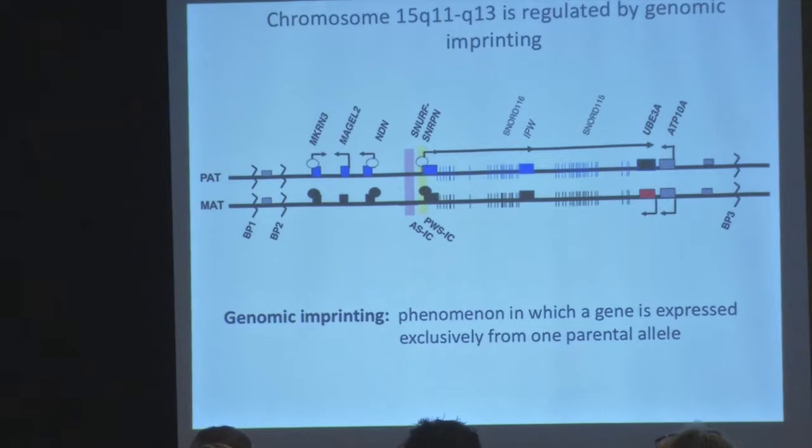So how this looks for our particular region is that it's all set up by a differentially methylated domain here at SNRPN. It's unmethylated on dad's copy, it's methylated on mom's copy. And this differentially methylated region is called the Prader-Willi syndrome imprinting center. And so that's kind of the control module. And that's what the white circles mean, the methylation imprint.